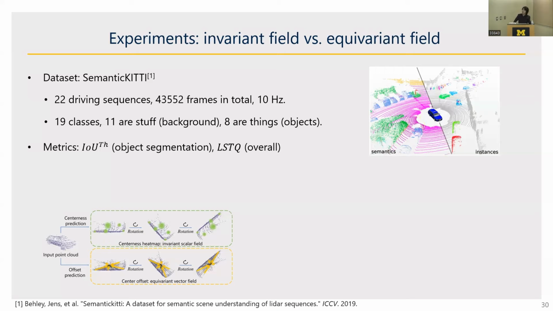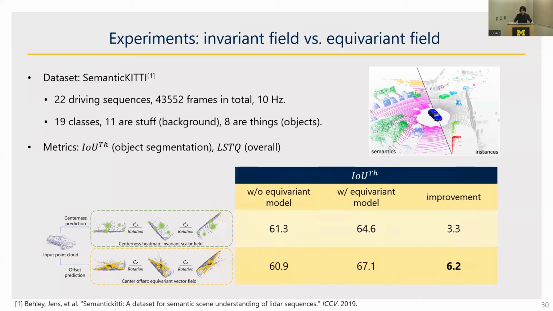Let's first look at the IoU of things. The performance is shown in this table. In the first column, it is without the equivariant model. We are not using equivariant features anywhere in the network. We can see that these two strategies actually perform very similarly. And when we use the equivariant models, both of these strategies observed a considerable improvement, showing that the equivariance property is actually helpful in this task. More importantly, we observe a much larger improvement when we are using the equivariant vector field as the target. It shows that such a strategy, predicting an equivariant vector field from the equivariant features, actually brings more benefit from the equivariant models.